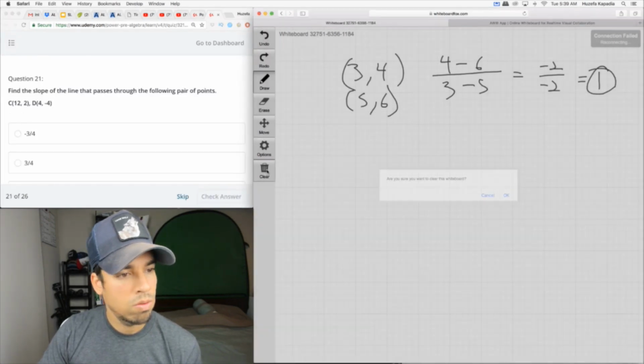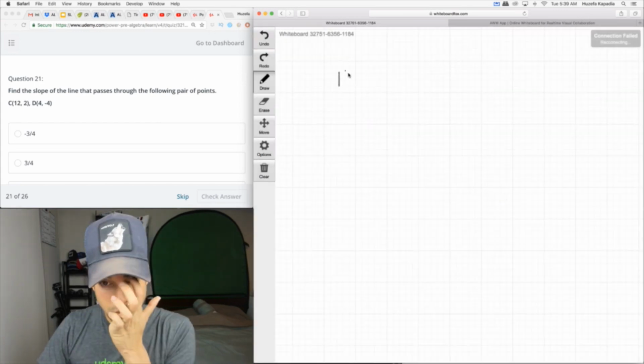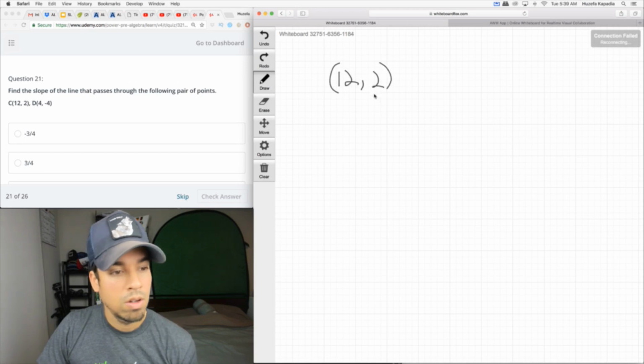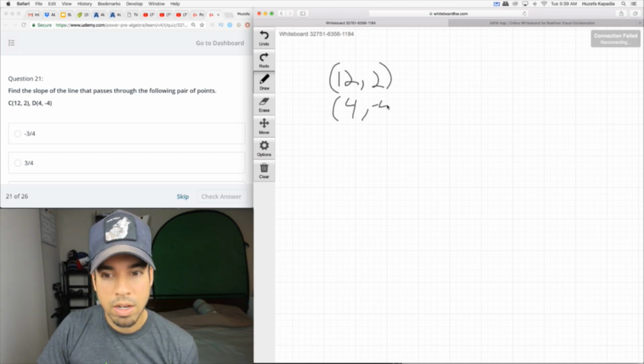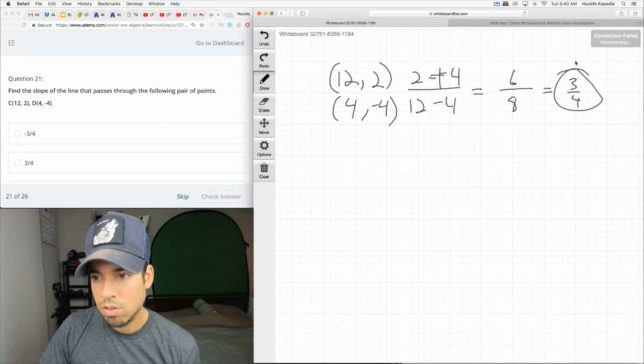There we go. Question 21. Same idea. 12, 2 over 4, negative 4. Subtract down, 2 minus negative 4 over 12 minus 4. This on top becomes a plus, so it's 6 over 8, which reduces to 3/4.